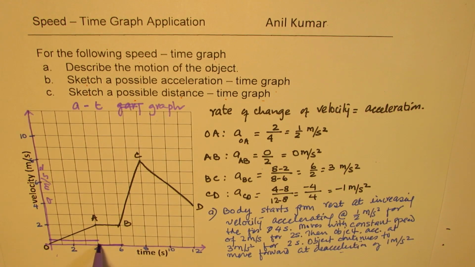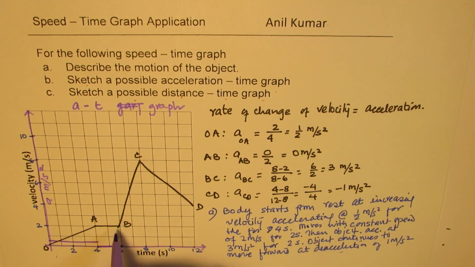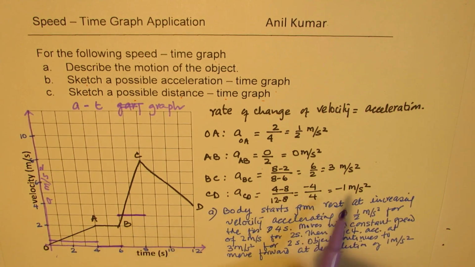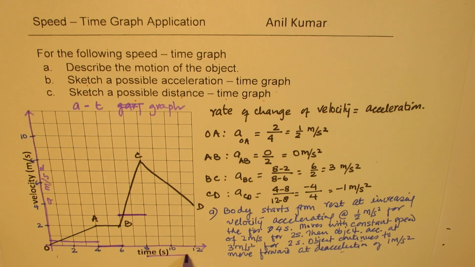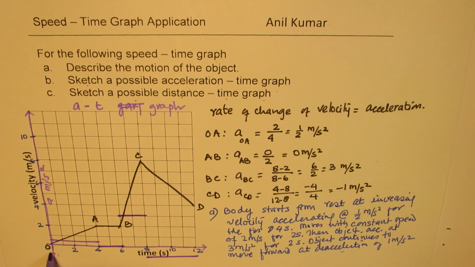So then we'll draw along the time axis. And then it is 3 meters per second square. So after this, it is 3 meters per second square, which is here for a duration of 2 seconds, correct? And then it is negative 1. So negative 1 will be from here to there. So that will be negative 1, right? Is that clear to you? So that is how we are going to plot the acceleration on this particular graph.